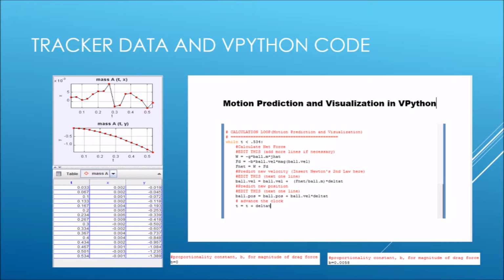Then I opened the code provided for this lab in the VPython software and changed the calculation loop by changing the net force to gather the new velocity as the ball is falling. And I changed the time frame to the first 0.534 seconds so that the data matches up later with the tracker data. I also changed the change in time, delta t, to a much higher number, 0.01.